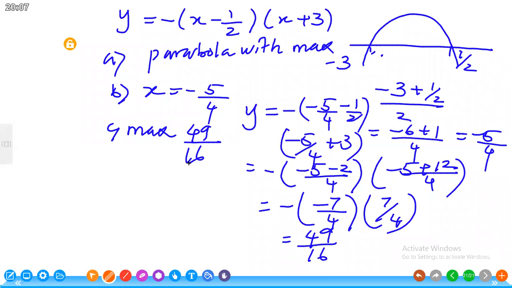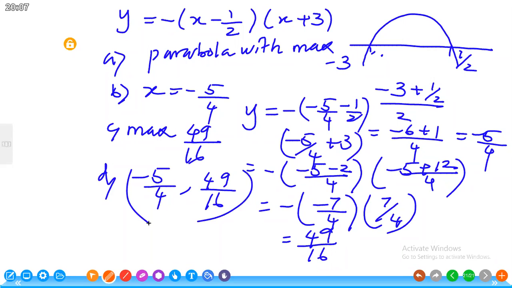Okay, and the coordinates of the turning point, part B: x is minus 5 by 4 and y is 49 by 16. Okay, next question.